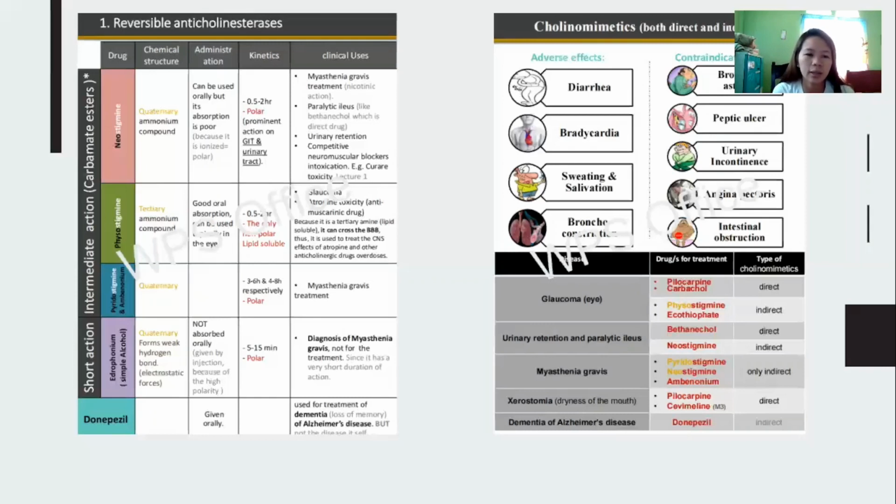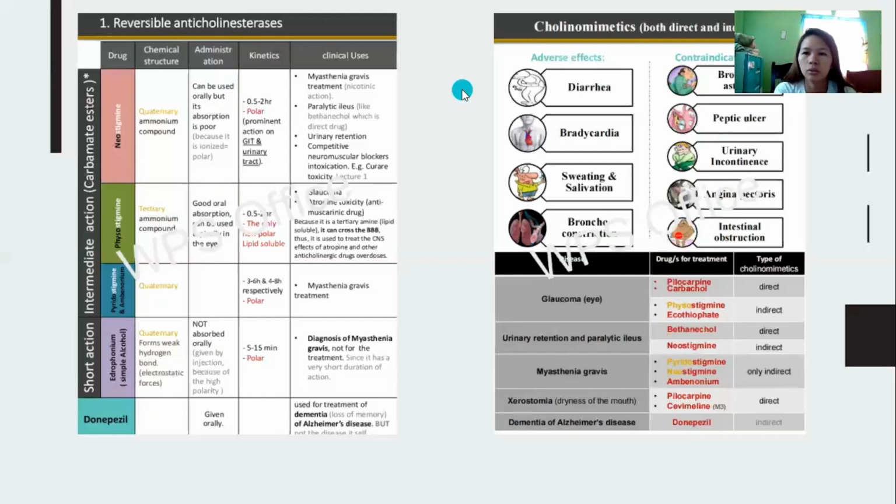Next drug is donepezil. Chemical structure: none. Administration: given orally. Kinetics: none. Clinical uses: used for treatment of dementia and loss of memory of Alzheimer's disease, but not the disease itself.